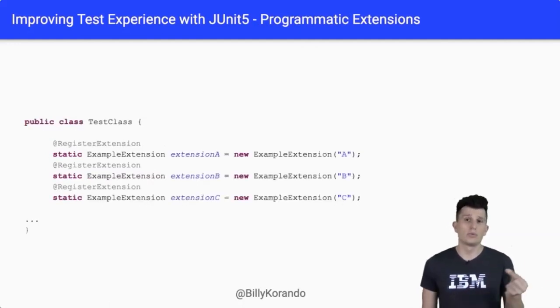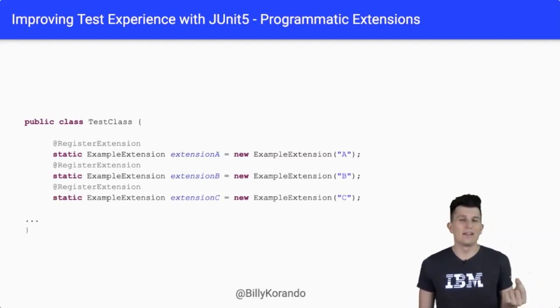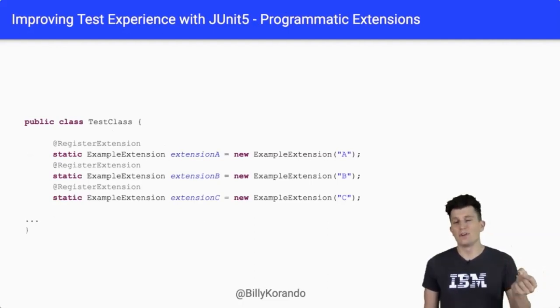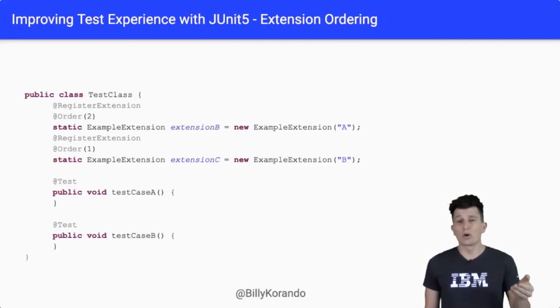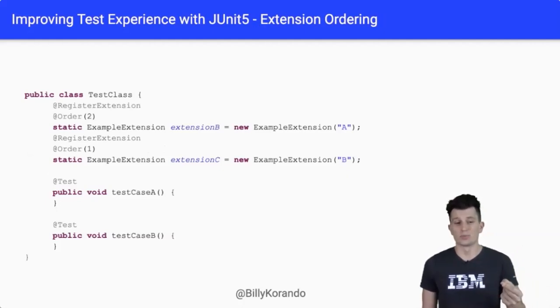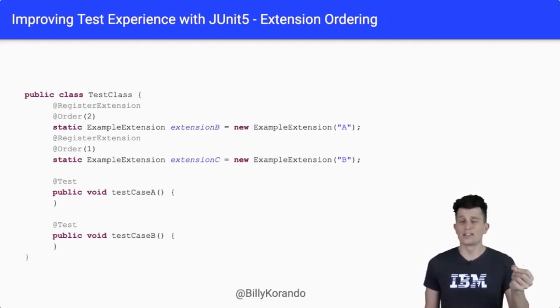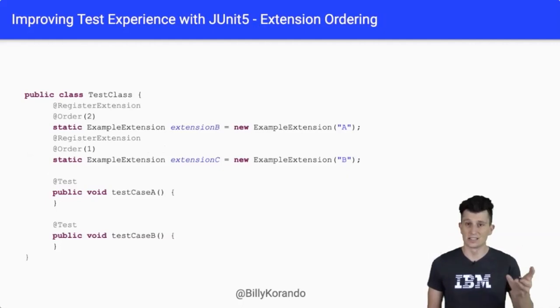You can also declare extensions programmatically with register extension, and this can be helpful if you want to have a little bit more of a dynamic nature or reference fields within a test case or test class that might have some impact on the extension. If you wanted to have an ordering to extensions declared this way, you can add the @order annotation with the declaration of the extension and then provide the ordering they should be executed in, as is an example in this case.